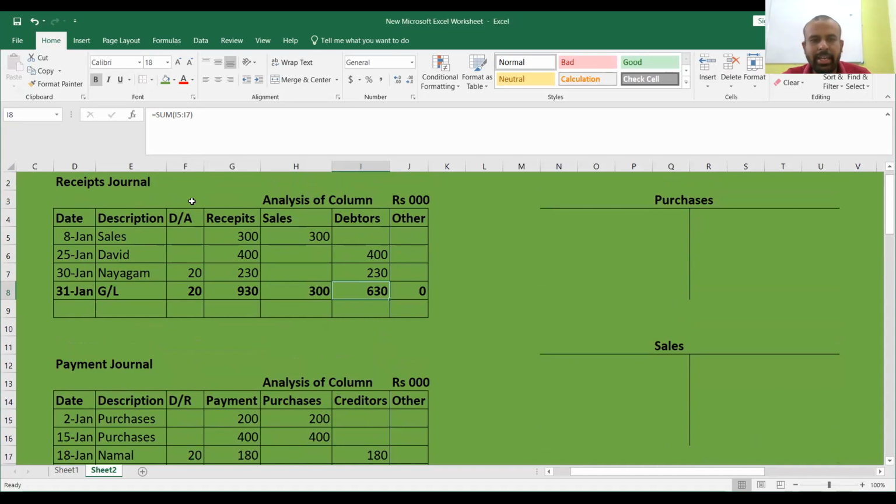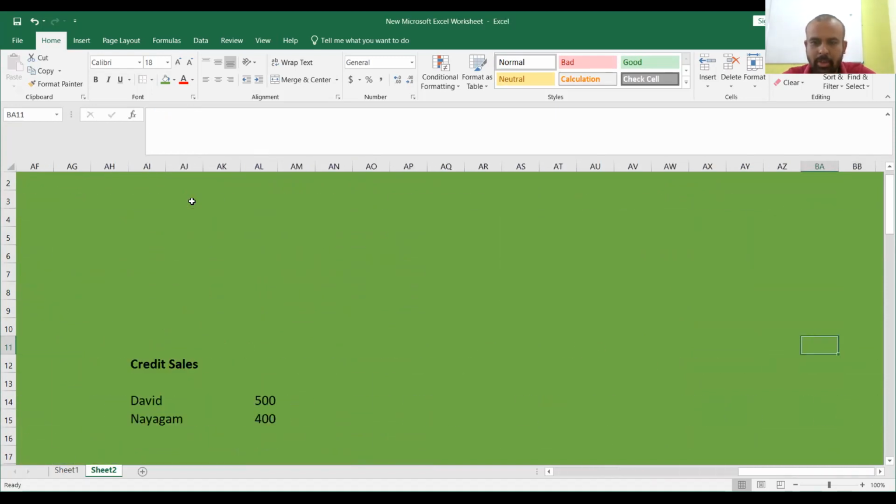Now everything is fine. Now what you have to do is take the total of each and every journal and post it to the ledger accounts, right? Okay. If you move into these first, you have the discount allowed column in the receipts journal, 20,000. What is the double entry when copying the total of the discount allowed column?